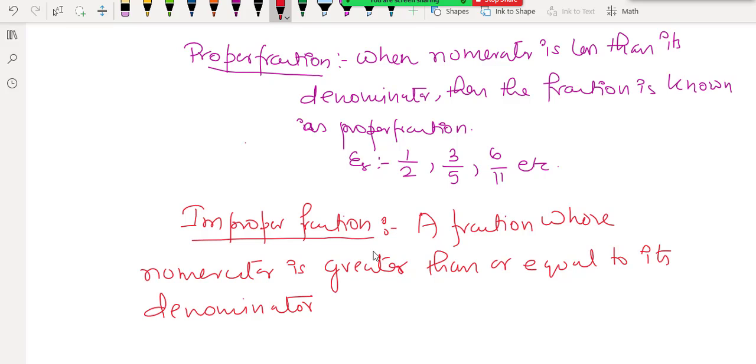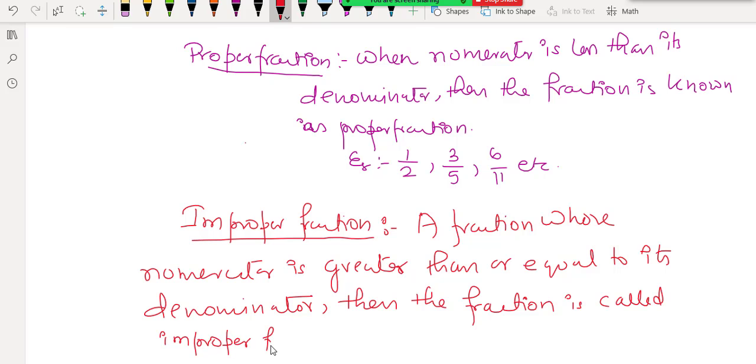A fraction whose numerator is greater than or equal to its denominator, then the fraction is known as, we can also say is called what? Improper fraction. Is called improper fraction. Very good. That kind of fraction is known as improper fraction.